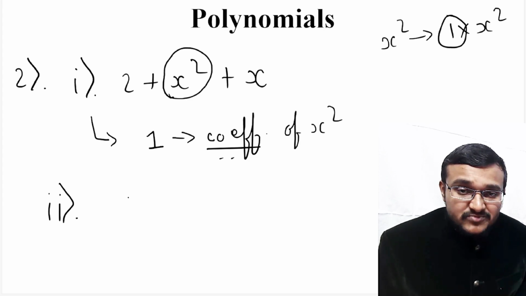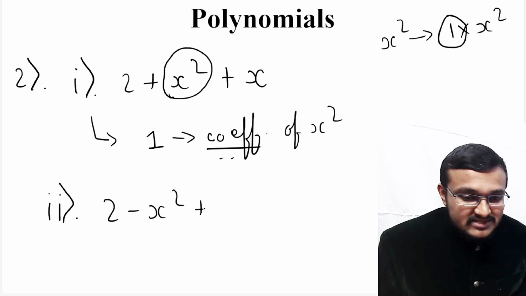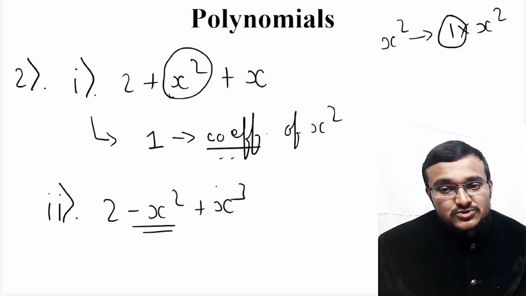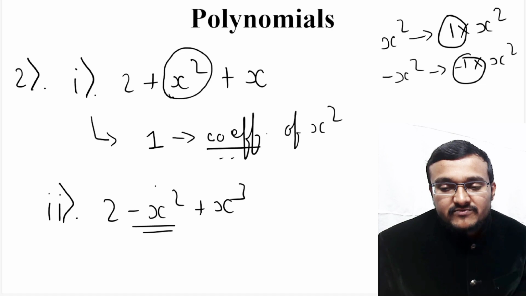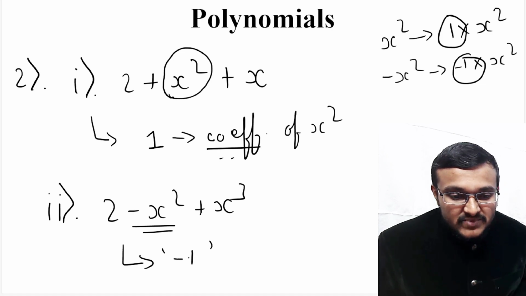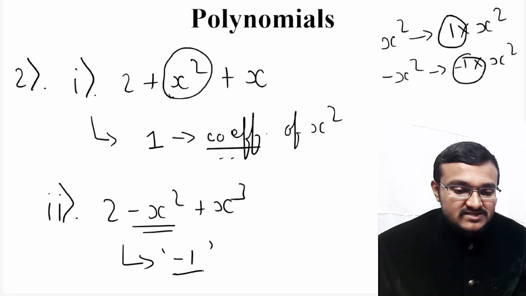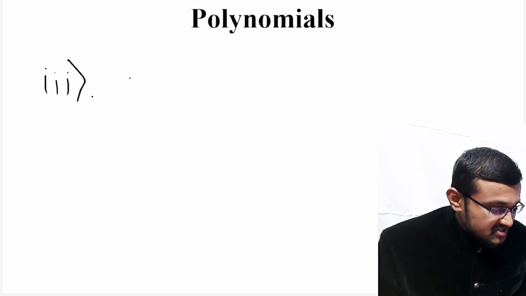Coming to the second expression in the second question, here 2 minus x square plus x cube is there. Here you can clearly see minus x square is there. So minus x square, you can write this as minus 1 into x square. So the coefficient of x square in this particular second expression is minus 1.